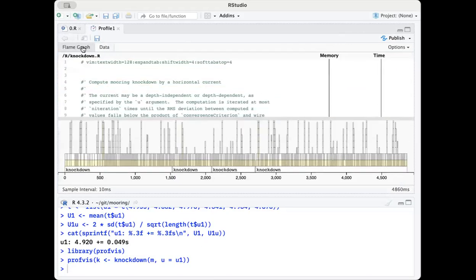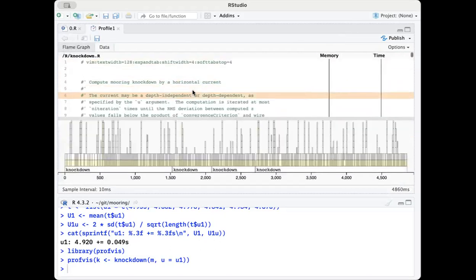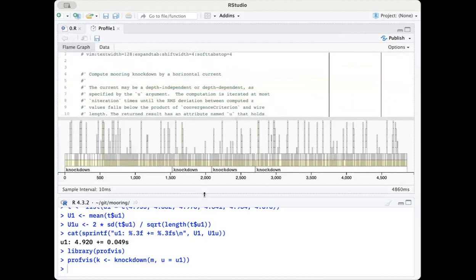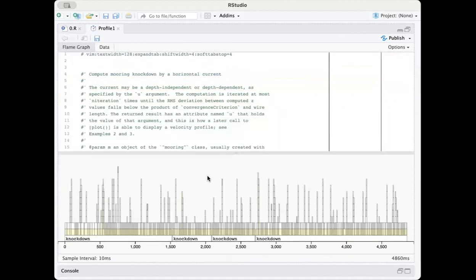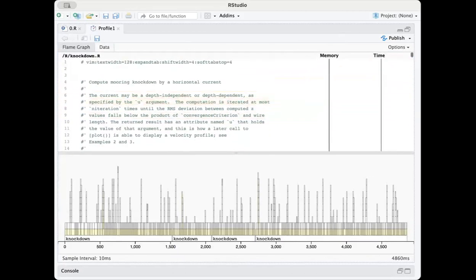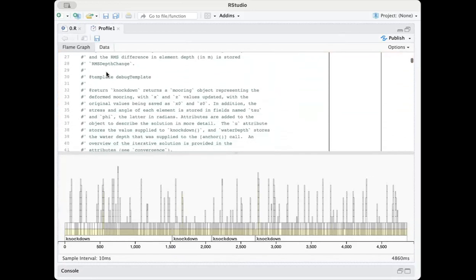You can look at a flame graph, which is what I'm doing, and you can look at the data, which I don't want to do. So I'm going to show you the flame graph. Now, what it's showing in the top is the code. I'm in R knockdown. Yep, that's the code that it's running.